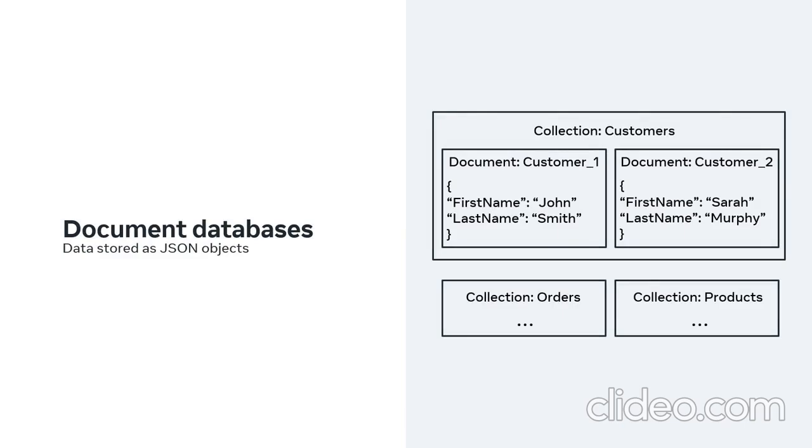And finally, there's document databases where data is stored as JSON, or JavaScript Object Notation objects. The data is organized into collections like tables. Within each collection are documents written in JSON that record data. So in this example, customer documents are held in a customer collection, while order and product documents are stored in the order and product collections.